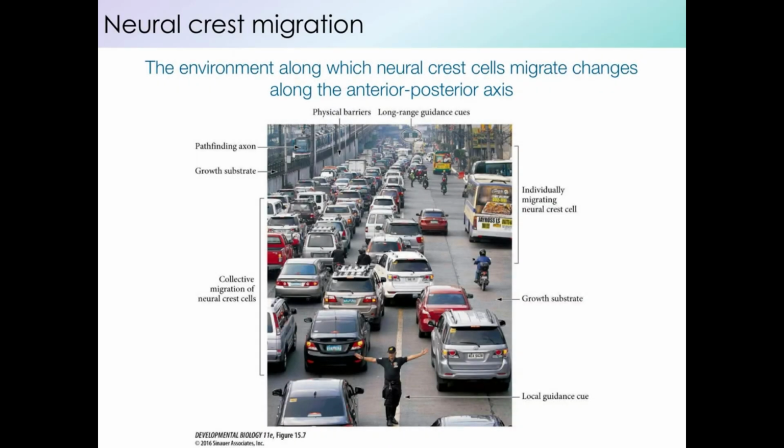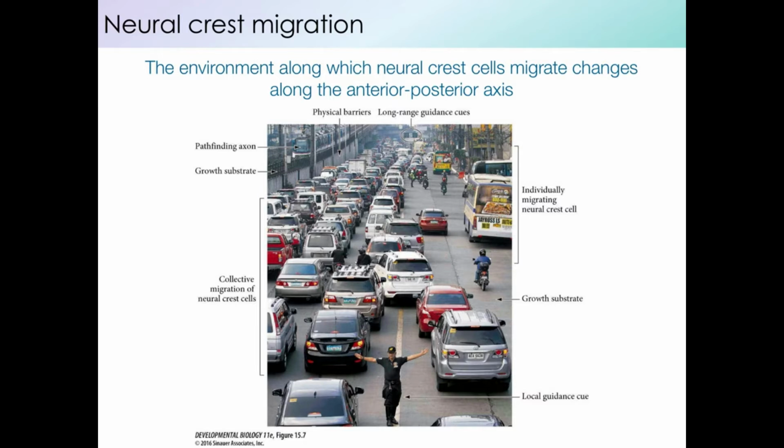The migration and differentiation of neural crest cells is influenced by their environment, and that environment changes along the anterior-posterior axis. Your textbook uses the analogy of traffic to illustrate this point. We'll see that some types of neural crest cells, like trunk neural crest cells, migrate preferentially individually, and this is particularly true for those cells that give rise to pigment cells or melanocytes.